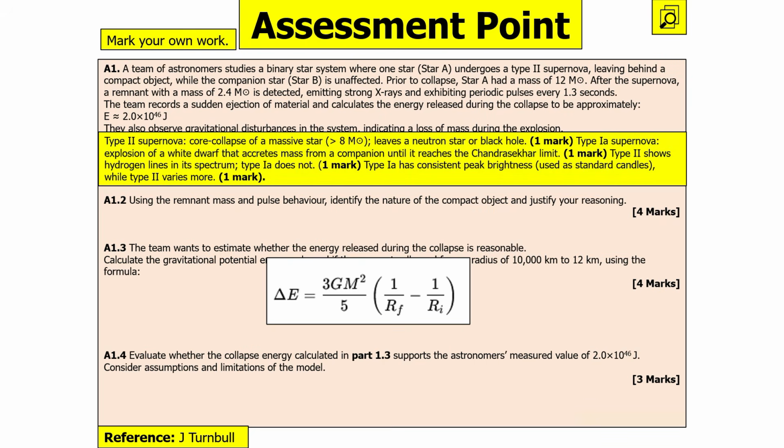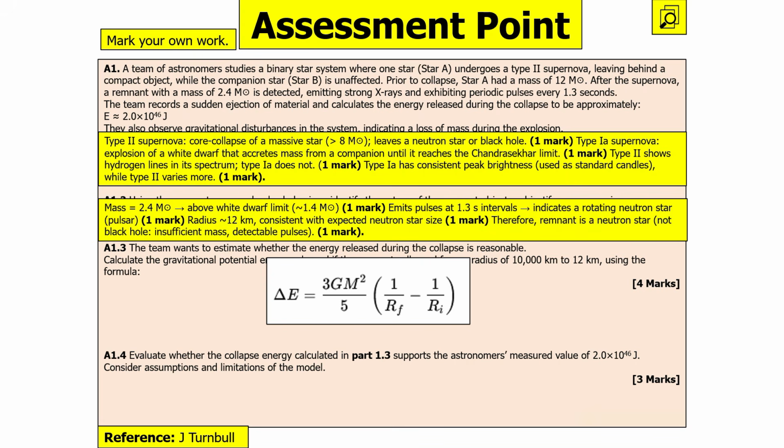In our first one, Type 2 supernovas are a core collapse of a massive star, which leaves a neutron star or a black hole. Type 1A supernovas are the explosion of a white dwarf that accretes mass from a companion until it reaches the Chandrasekhar limit. Type 2 shows hydrogen lines in its spectrum. Type 1A does not. Type 1A has a consistent peak brightness, so it is used as a standard candle, whilst Type 2 varies a lot more.